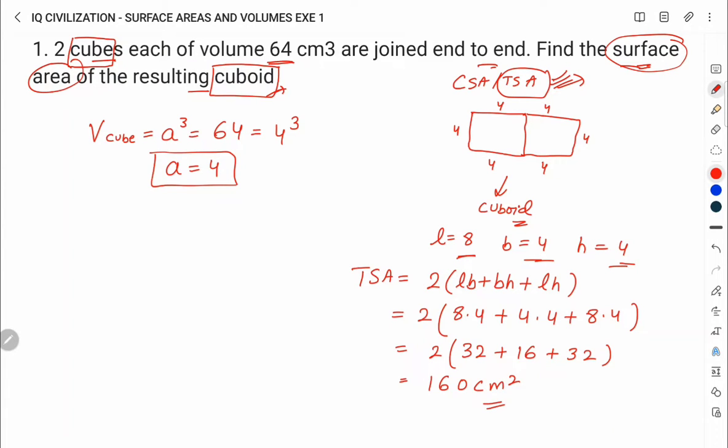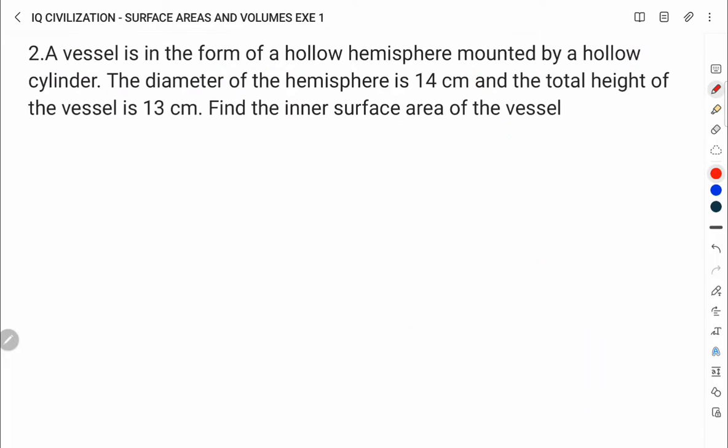Easy. Okay, next one. See, here is the next one. A vessel is in the form of a hollow hemisphere. Okay, my keyword is hemisphere. Mounted by a hollow cylinder. Another keyword is cylinder. Diameter of the hemisphere is given.